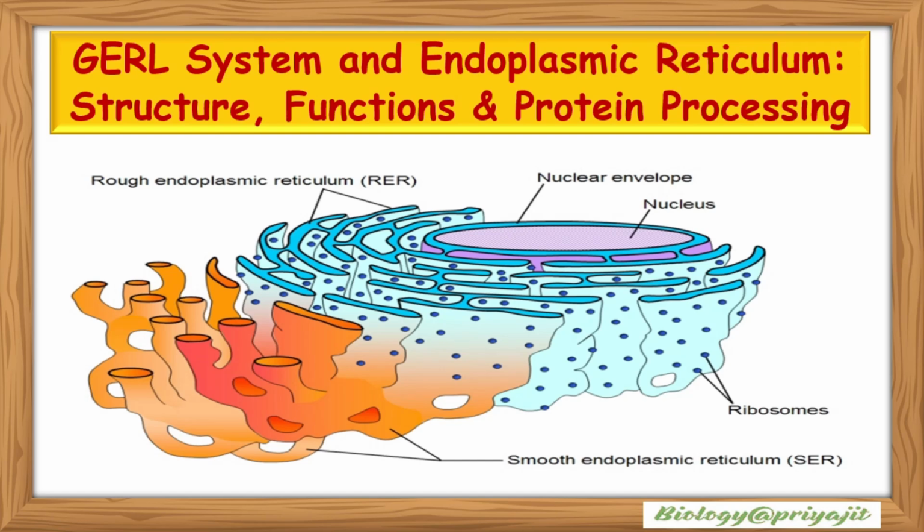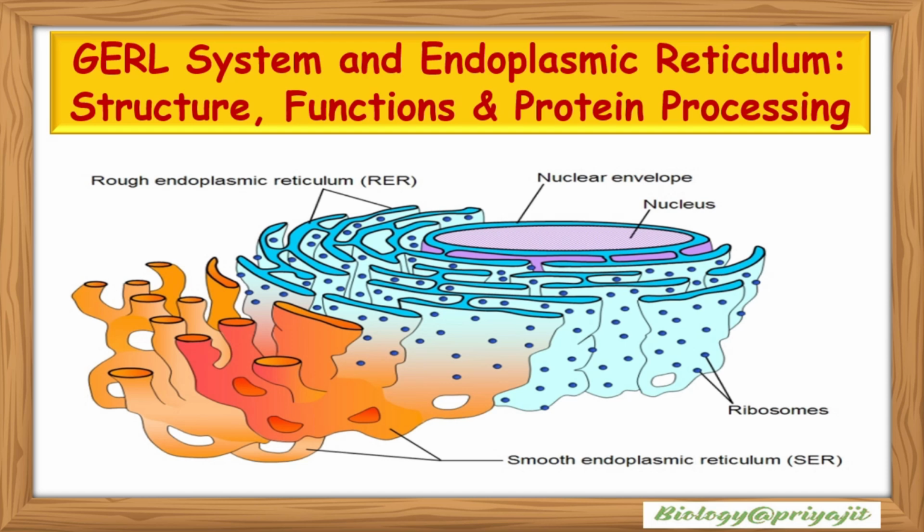Today we are going to journey inside the cell to uncover the amazing GERL system and endoplasmic reticulum, the cell's dynamic network for protein synthesis, protein modification, and protein transport. We will explore how the endoplasmic reticulum with its rough and smooth regions plays a vital role in co-translational translocation, glycosylation, lipid synthesis, and chaperone-mediated protein folding.